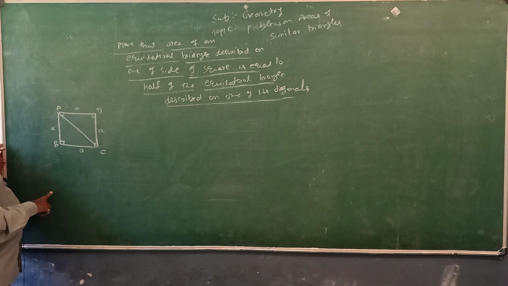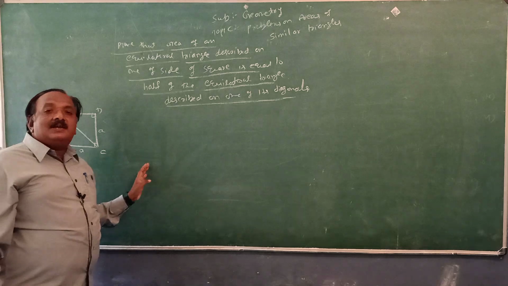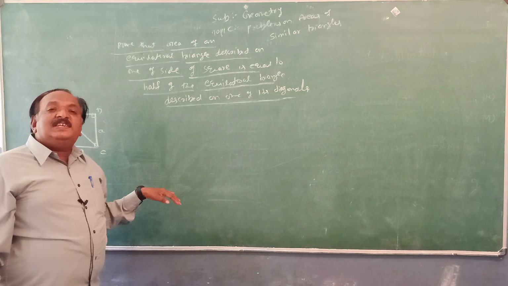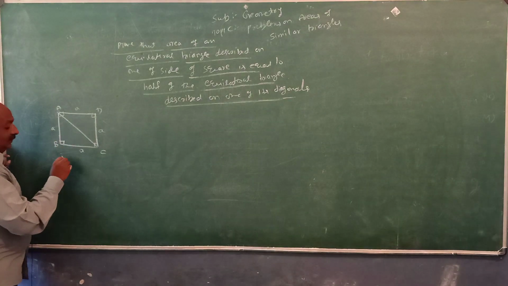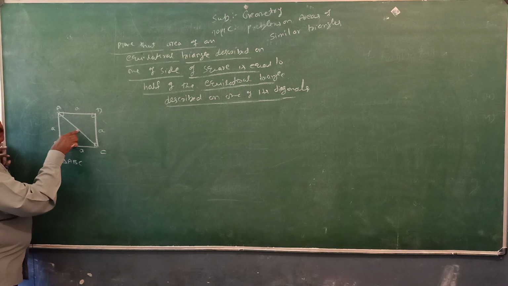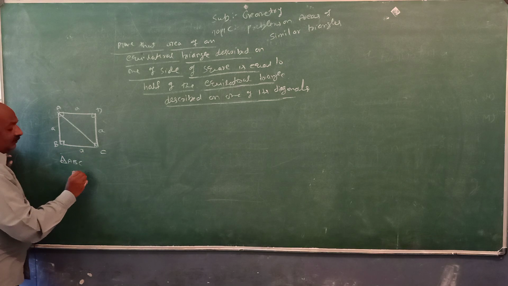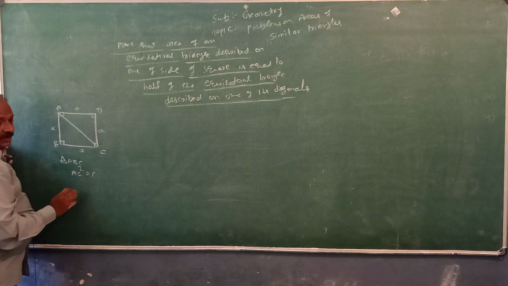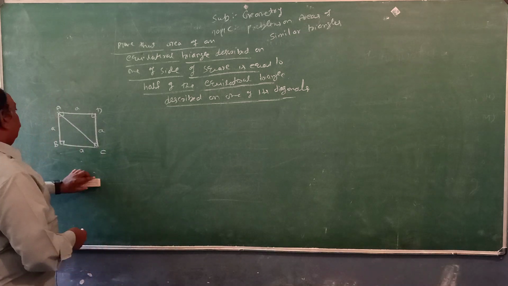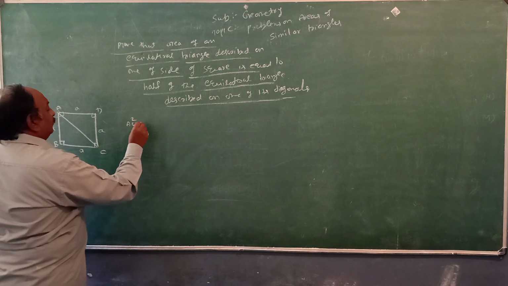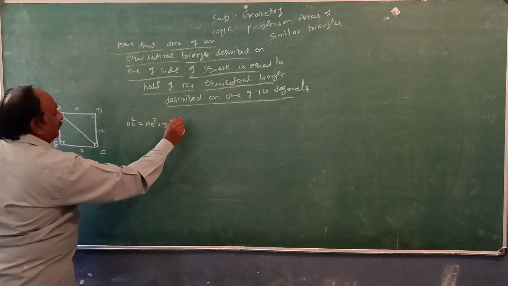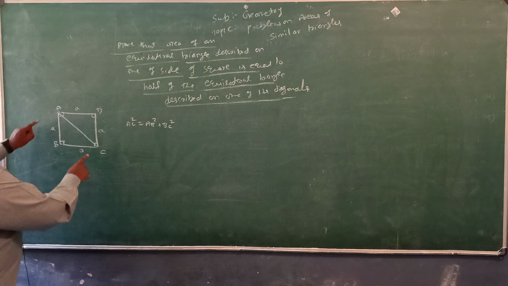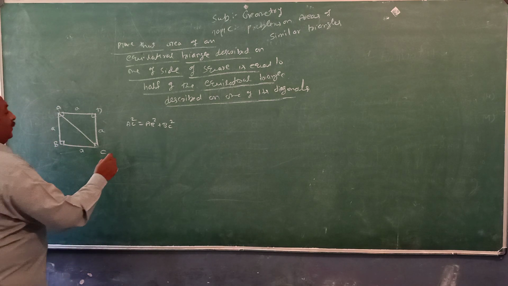In the ninth standard we studied the Pythagoras theorem: in a right-angled triangle, the square on the hypotenuse is equal to the sum of the squares on the other two sides. Consider the right-angled triangle ABC. The side opposite to the right angle is the hypotenuse. AC squared is equal to AB squared plus BC squared.